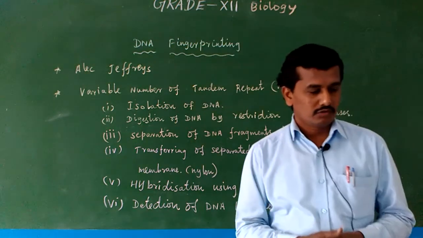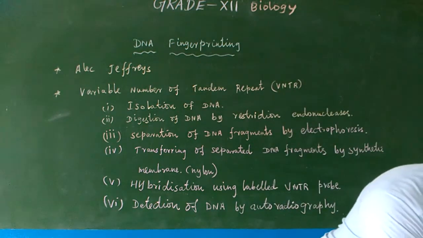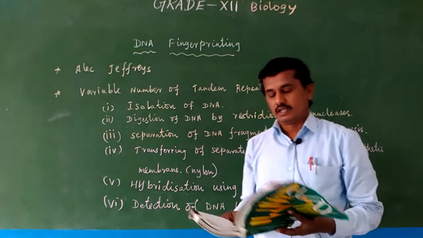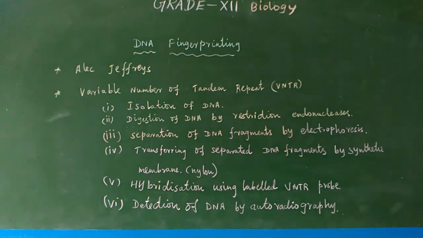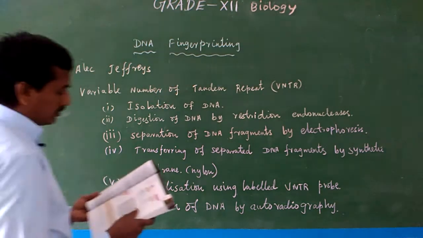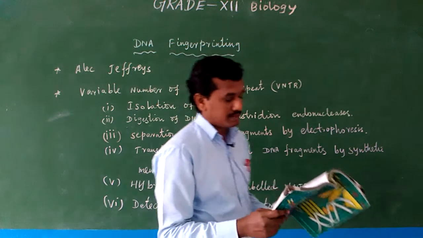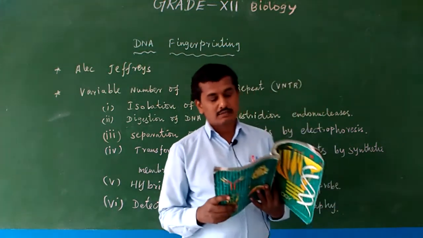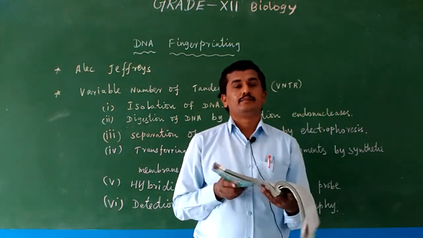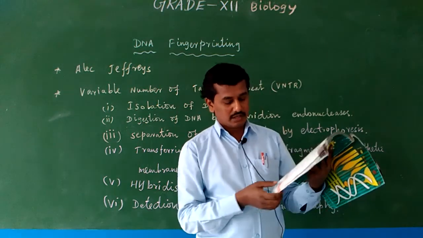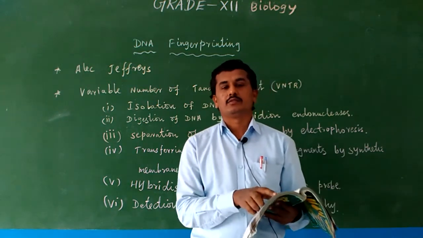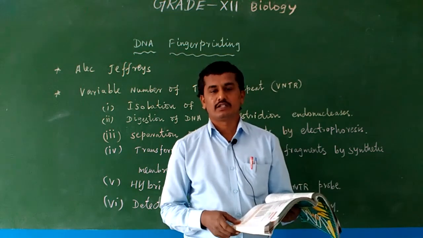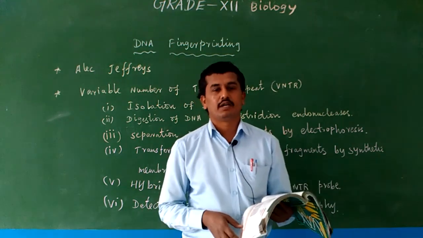Okay, take your NCERT book, page number 123. This is the drawing for the paternal chromosome and the maternal chromosome. Listen to the drawing on page number 123: first the paternal chromosome and the maternal chromosome. Paternal is nothing but the father's chromosome, and maternal means the mother's chromosome.